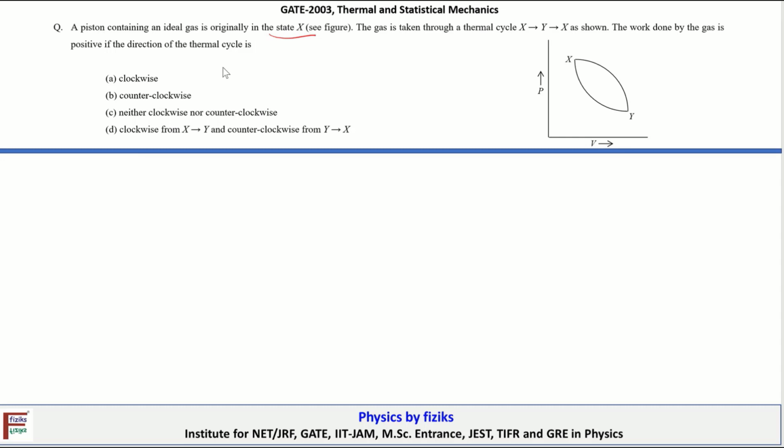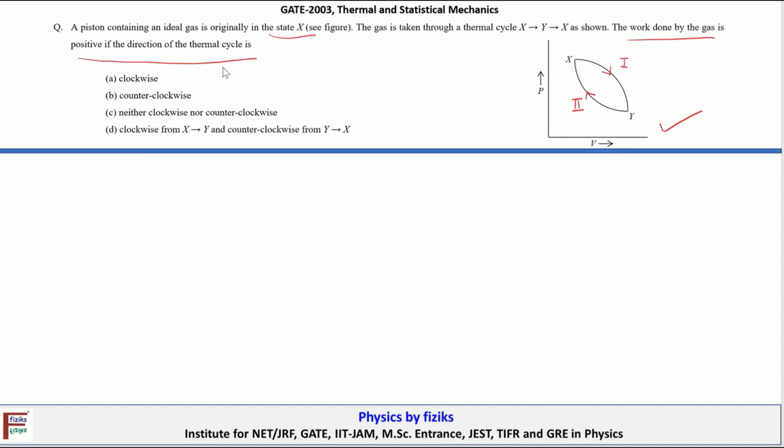Okay, see the attached figure here. So the gas is taken through a thermal cycle, that is from X to Y. That's the first process. Let me label this as process 1, X to Y, and then Y to X. Okay, so let's label this process as process 2. Okay, the work done by the gas is positive if the direction of the thermal cycle is okay.